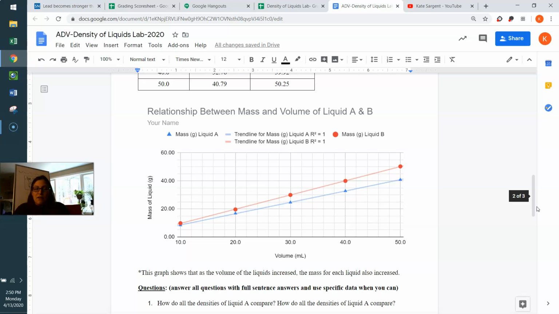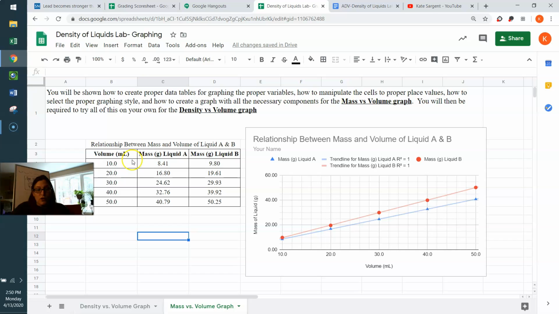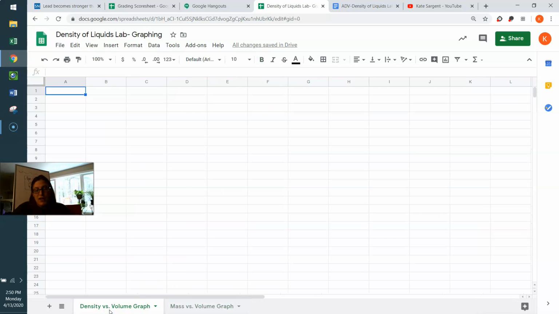Remember, the very first column of your graphing table should be volume, followed by your density of liquid A and density of liquid B. You could do it right here in this same exact spreadsheet, or I tried to create another blank sheet for you to work with. Good luck.